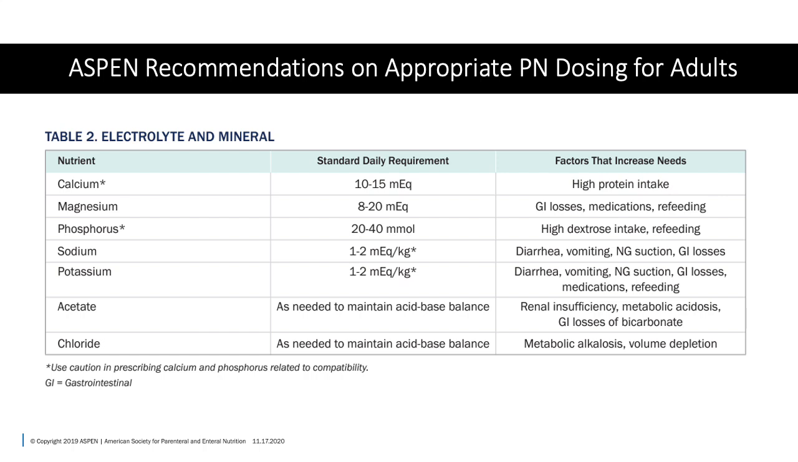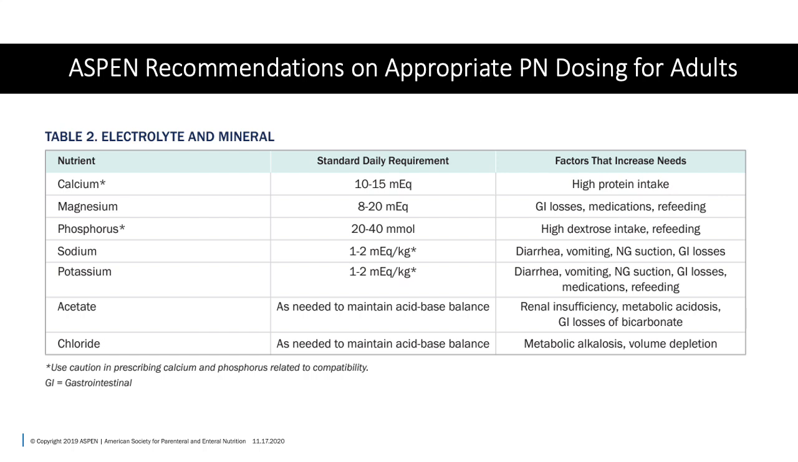And like I said earlier, it's also found in potassium phosphorus. The standard daily requirement is anywhere from 1 to 2 milliequivalents per kilogram. Factors that could increase needs would be diarrhea, vomiting, high NG output, GI losses, certain medications like potassium wasting medications such as Lasix, or patients with refeeding syndrome.